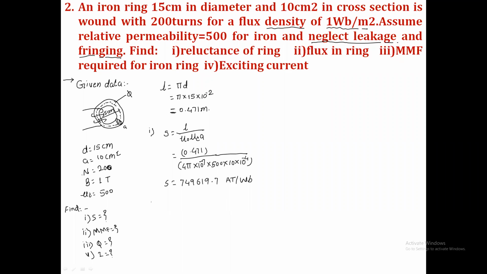Okay. Now second point, what we have to calculate? Flux in the ring. Now how can you calculate that flux? If you want to use the basic formula, phi is equal to Ni upon S. Out of that, you know S, but you don't know the MMF. It means that you cannot use that formula. Is there any other formula to calculate phi with the given data? Please check it.